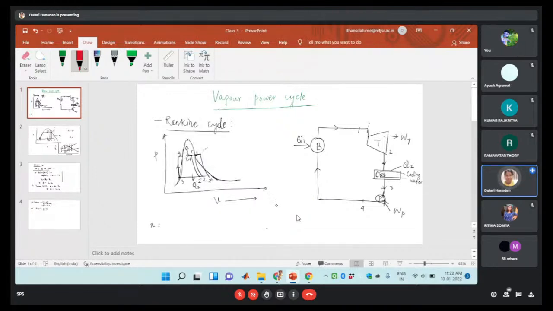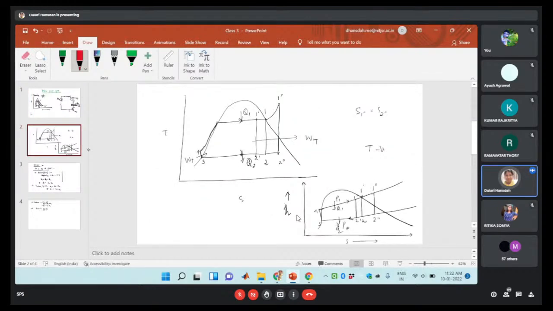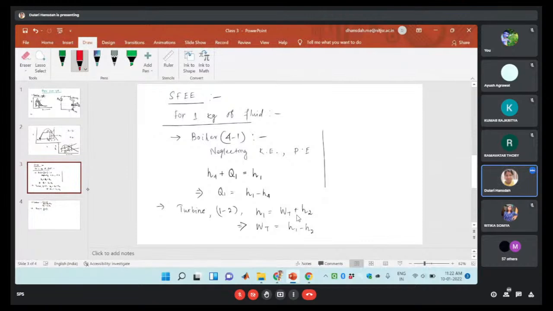When it is wet steam, the dryness fraction will be much lower than in the case of superheated steam entering the turbine. So this one is the pressure volume diagram. Then we have seen the temperature entropy diagram, then the HS diagram. Then we wrote the steady flow energy equation for individual components.